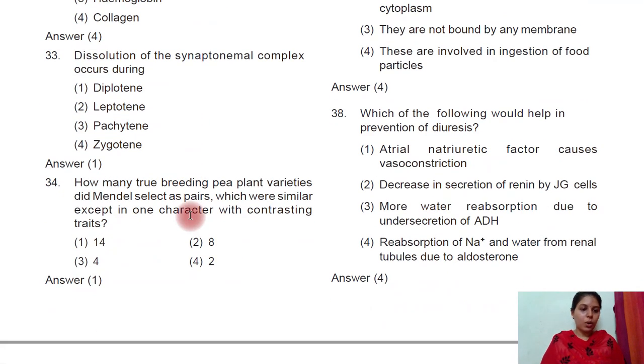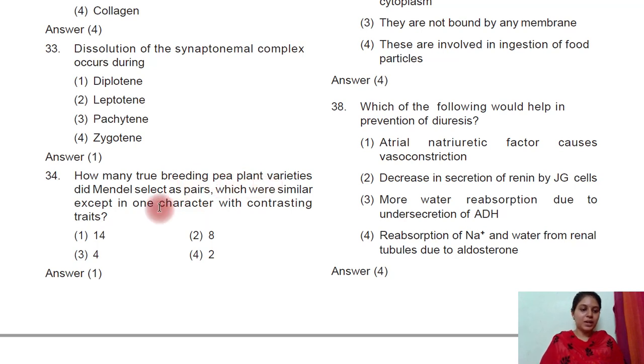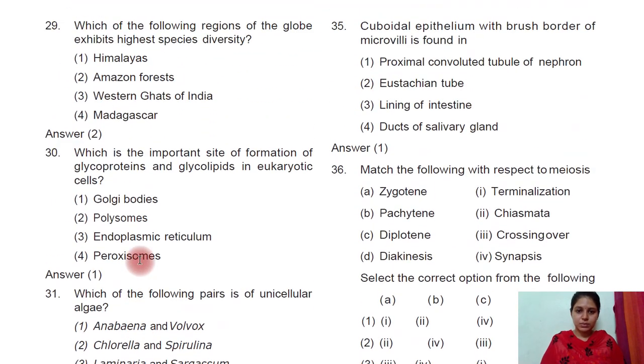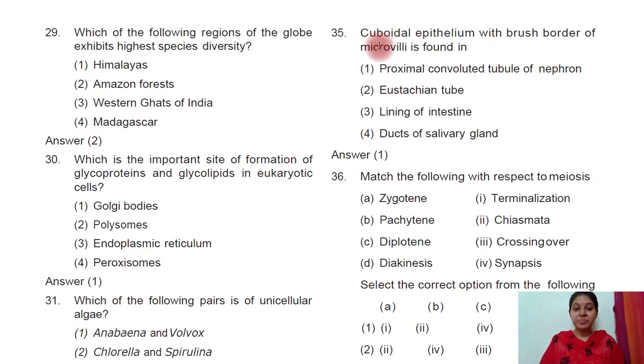And again, now how many true breeding pea plants? So this I need not explain at all. Mendel, what did he do? 14 characters he chose, right? So that is regarding Mendelism, his monohybrid and dihybrid cross. So next we'll move on to question 35.